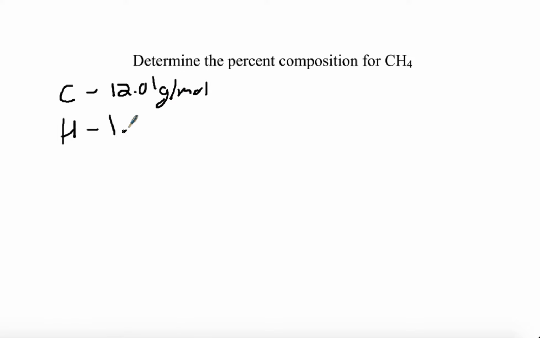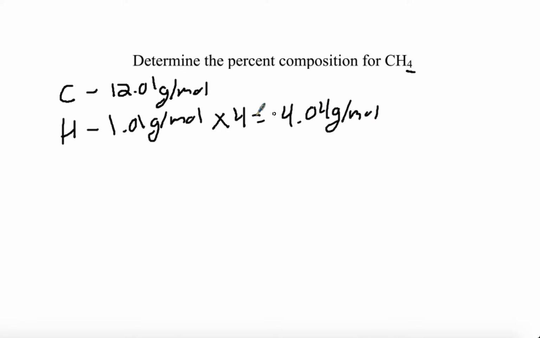Hydrogen has a mass of 1.01 grams per mole. But in CH4, there are 4 hydrogens. So hydrogen really contributes a mass of 4.04 grams per mole. And so the sum, adding these together, gives methane a mass of 16.05 grams per mole.